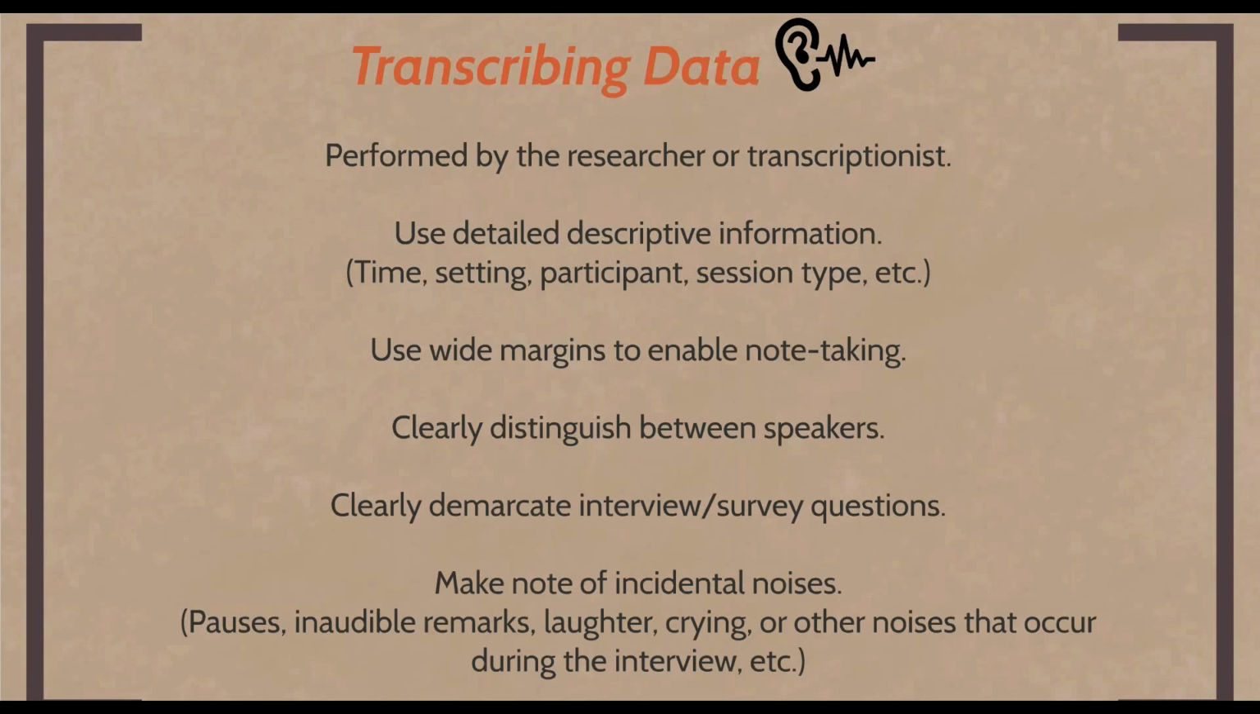Make sure that when you're transcribing, at the top of each page, you have the time, setting, participant identification, and session type. Like if you're doing focus groups and interviews, you want to say interview. Make sure your pages are numbered so they're in order. Have wide margins because you may want to take notes while you're reading through your transcript. Make sure you're clearly distinguishing between speakers. A couple ways to do that. One is, you can say researcher, participant, or you can color code. Anything the researcher says is red, anything the participant says is green. However works for you, you just want to be able to tell the difference between people. You clearly want to identify which questions are interview or survey questions in there, bold them or whatever.